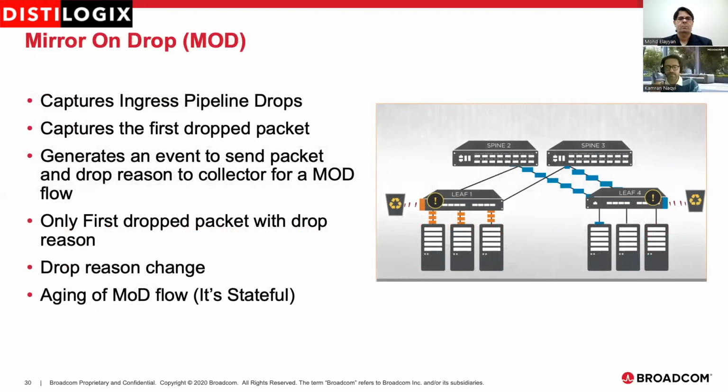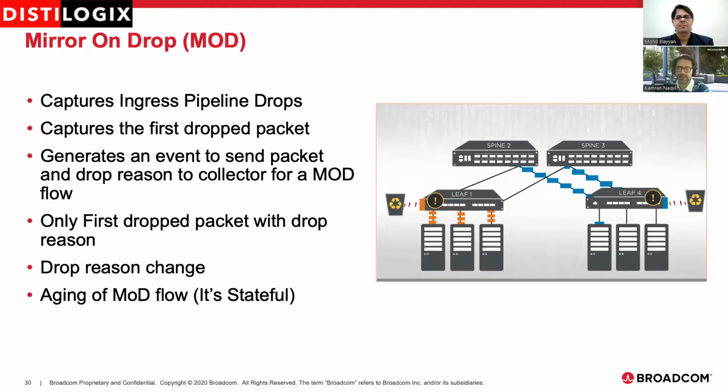Mirror on drop. This is the Broadcom silicon feature where we can define our interesting traffic. And when a packet of that interesting traffic is dropped, usually when a packet is dropped, it is just gone. It just goes to some bit heaven or somewhere, right? Nobody knows about it. But with mirror on drop, we mirror the packet. We make a copy of the packet, the first 128 bytes, and we send it to a collector. And we do some intelligent bits with it.